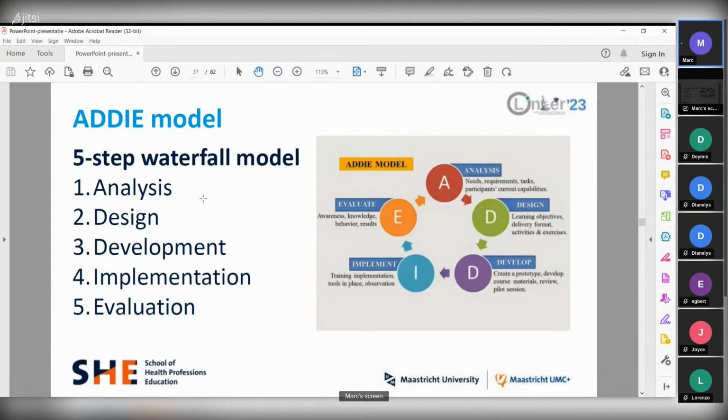Then the last model, it's the ADDIE model, and it's five steps. It's analysis, design, develop, implement, and evaluate.